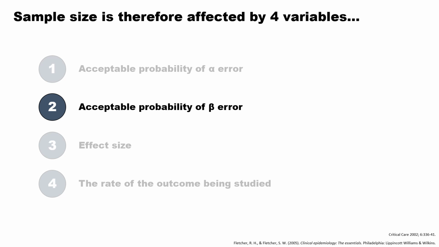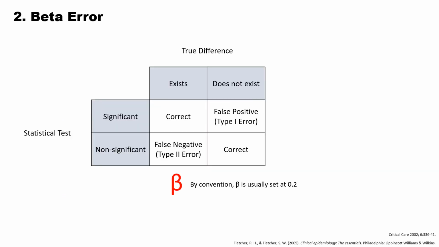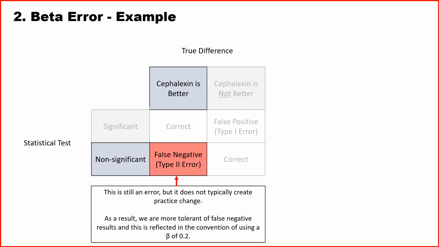So that brings us to our second variable, which is our acceptable probability of beta error. A beta error is also known as a type 2 error or a false negative, and this is where we find no significant difference between the groups that we're comparing when a true difference in fact exists. By convention, beta is typically set at 0.2. And recognize that this is still an error, and it's important to try and minimize this type of error, but it doesn't typically create practice change in that it shows that there is no difference between groups when in fact there actually is. As a result, we're more tolerant of the false negative results, and this is reflected in the convention of using a beta of 0.2 as compared to an alpha of 0.05.